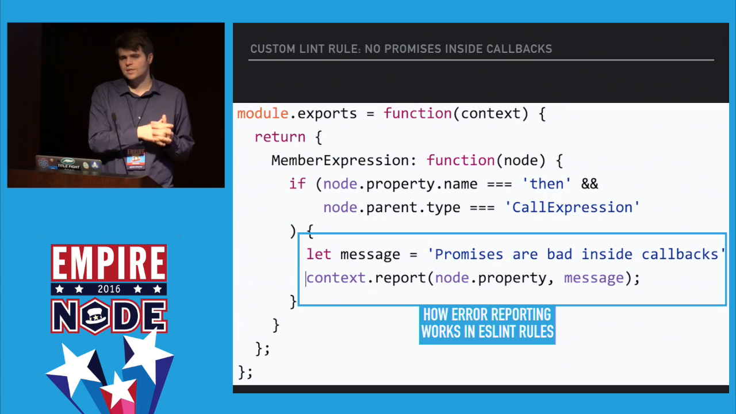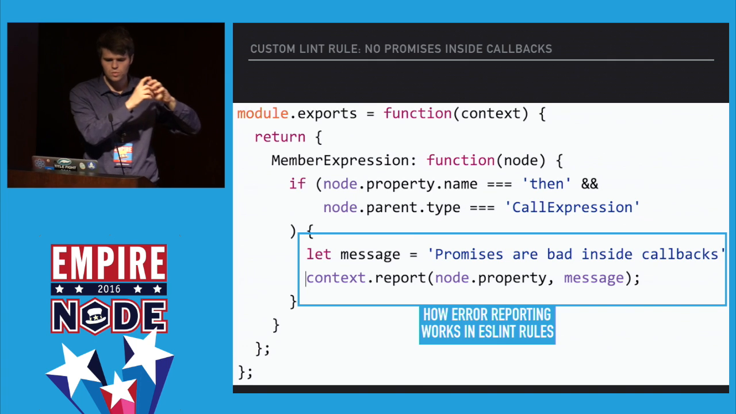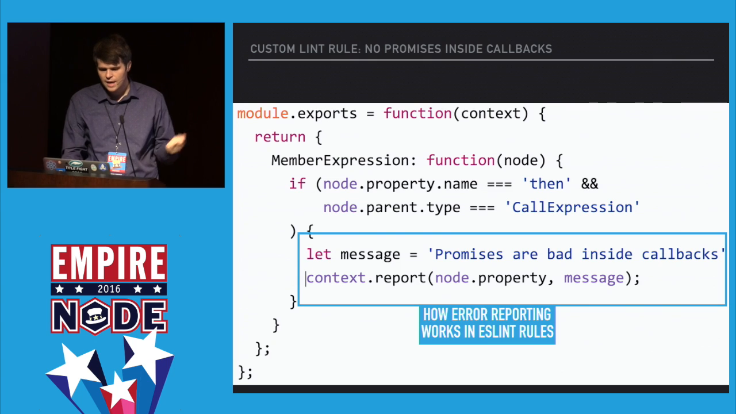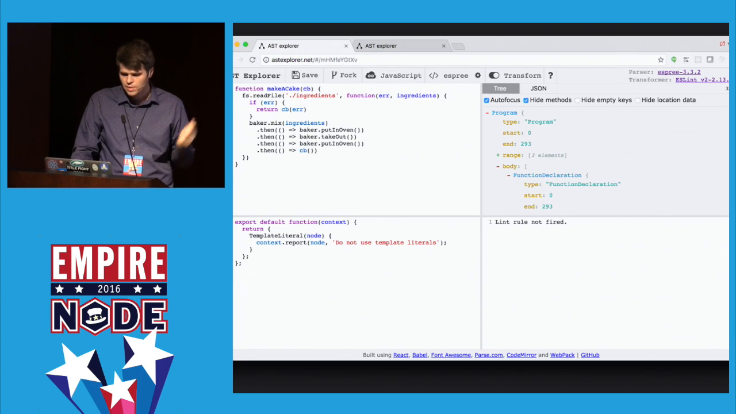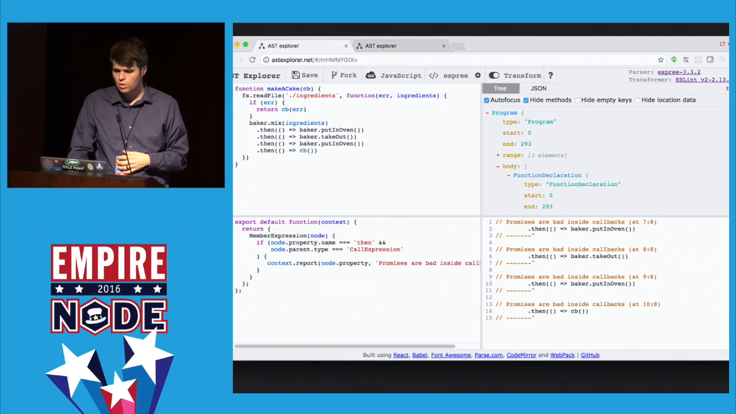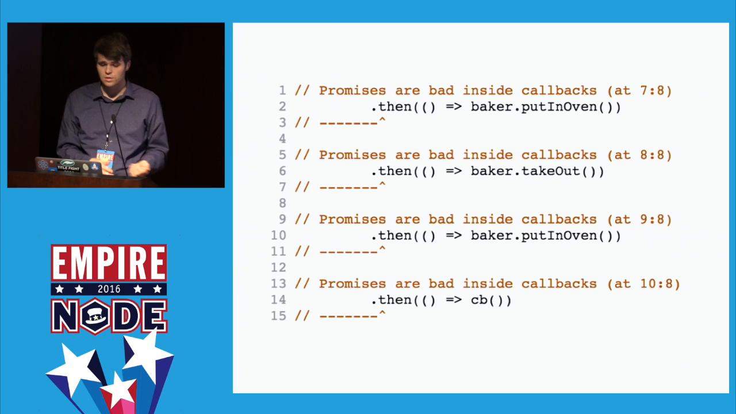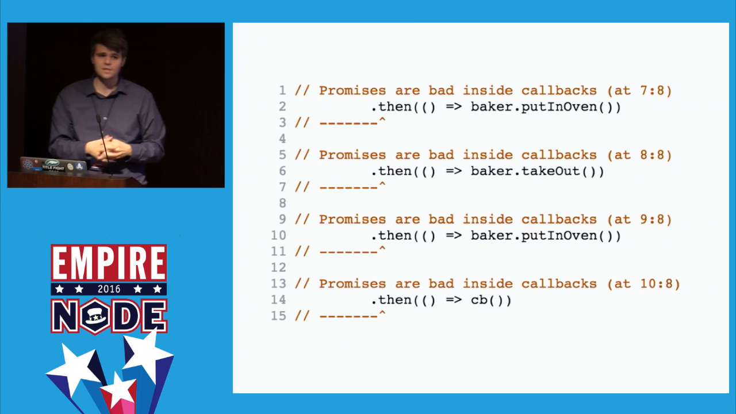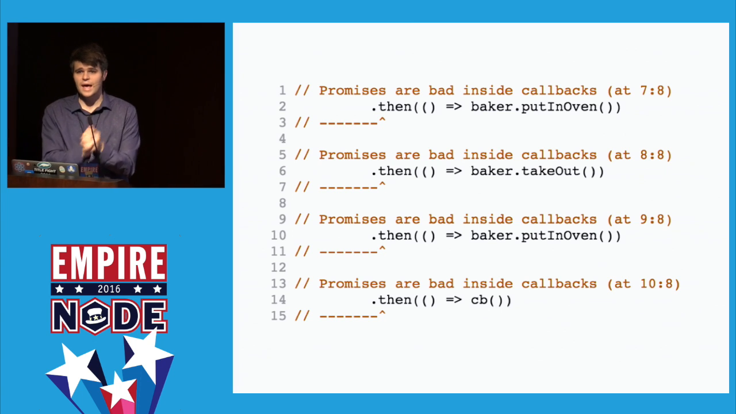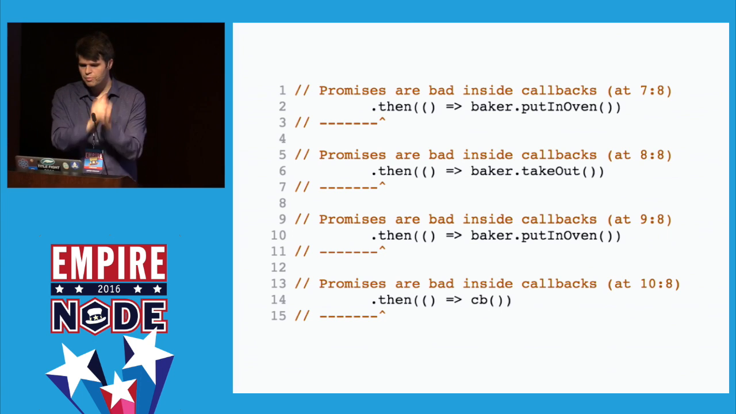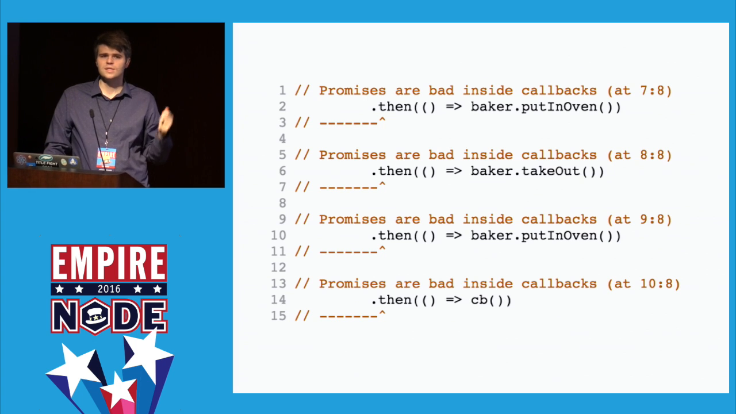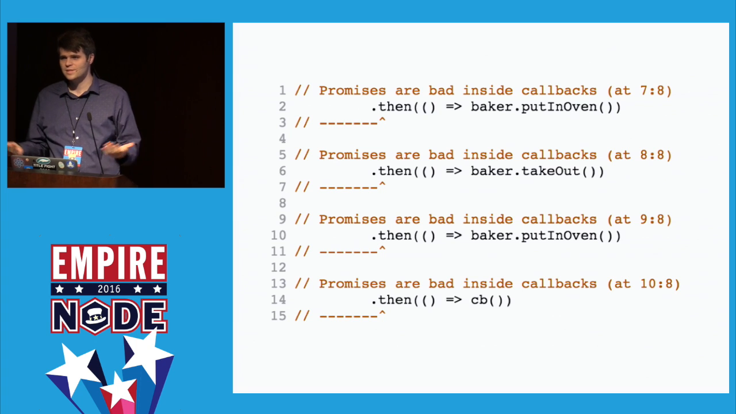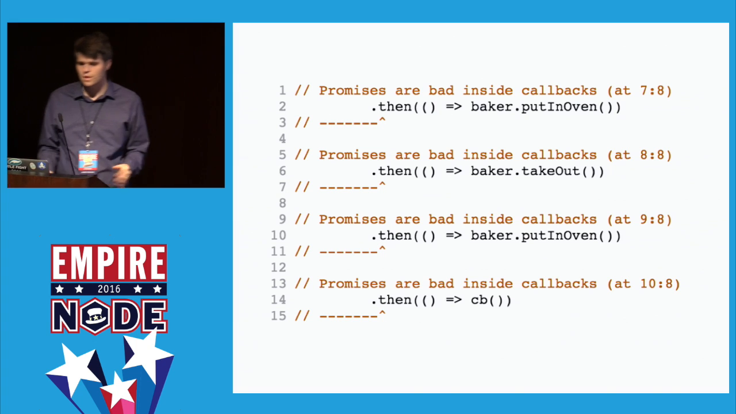You say context.report, you throw in the node or property that you want to report on, and it will show an error. So once we apply that to our code, you'll see in the bottom right-hand corner, we get a bunch of errors. So with just like 10 lines of code, we basically detected that there's a promise, and we reported on it. Now, the problem with this code is that we didn't detect that we're also in a callback. So it'll just ban any promises in the code, which is not exactly what you wanted to happen.